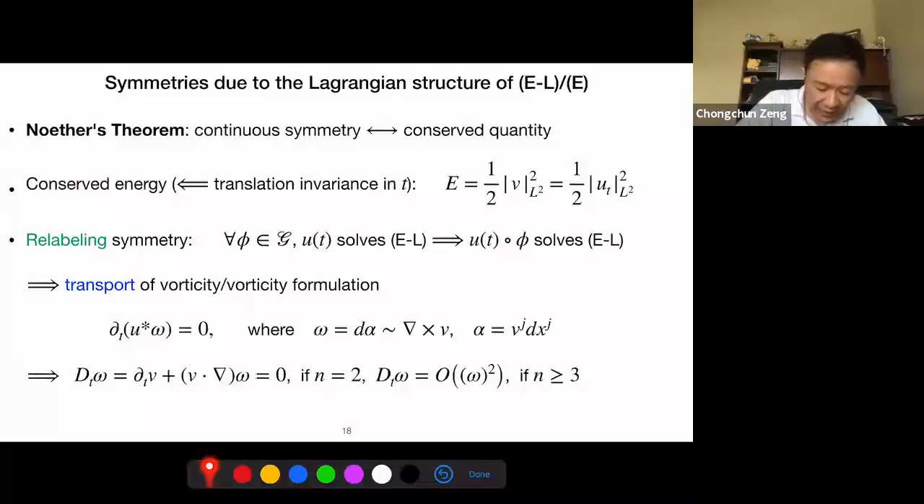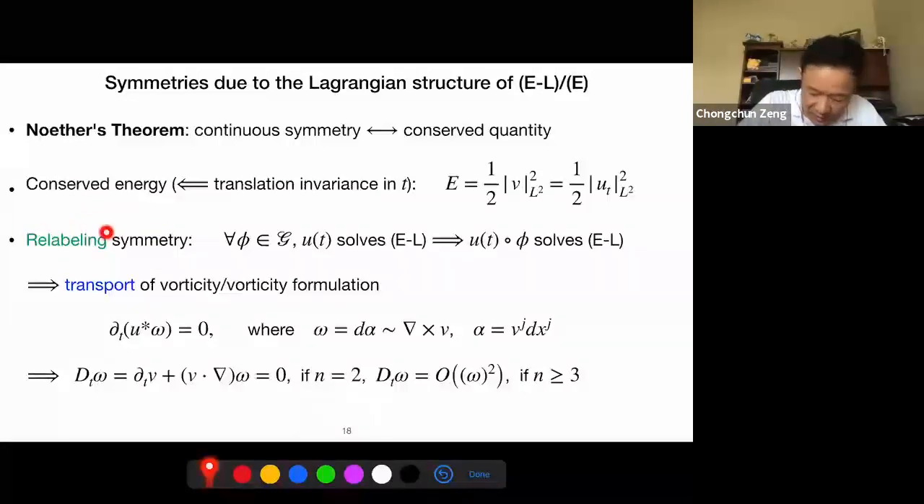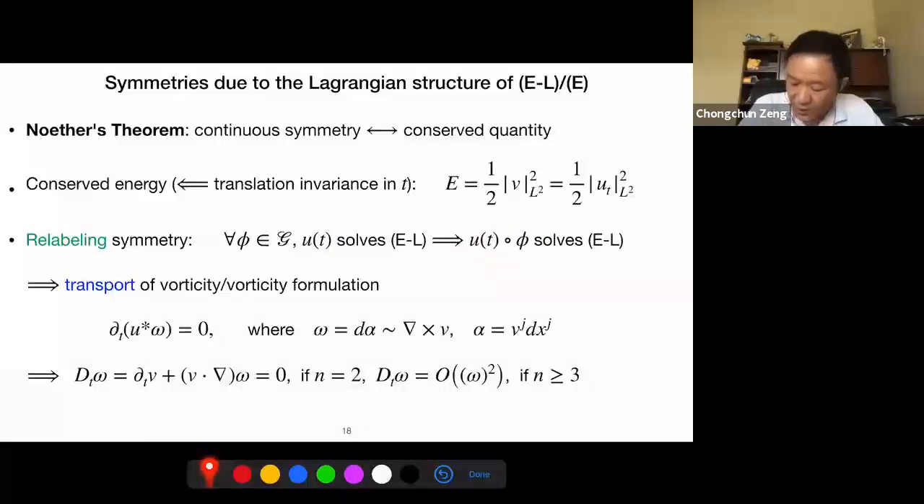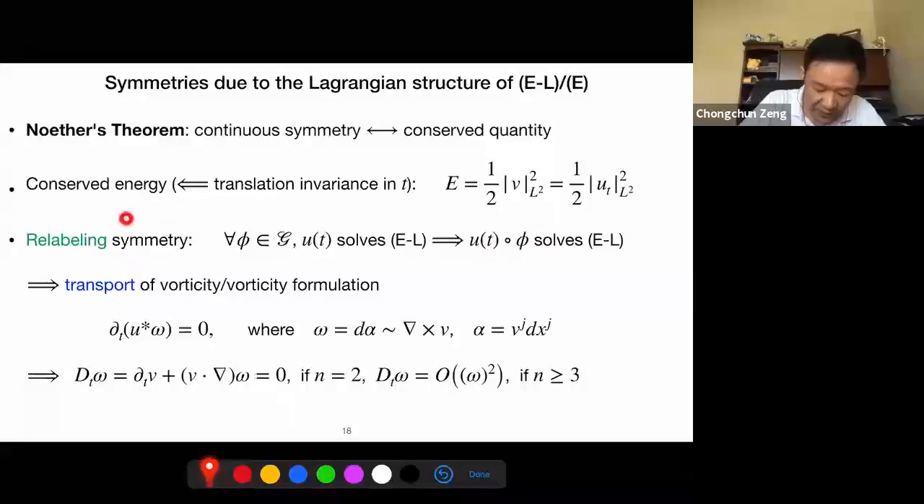But then the other thing I mentioned is the relabeling symmetry. The relabeling symmetry says that if you take any solution of the Euler equation in the Lagrangian formulation and compensate it with a volume preserving transformation of the physical domain, then this is still a solution. So here we have an infinite dimensional family of symmetry. That's a huge family. And what are the conserved quantities associated to this family of symmetry? That's the transport of the vorticity.